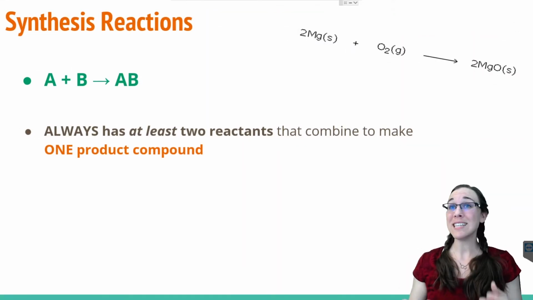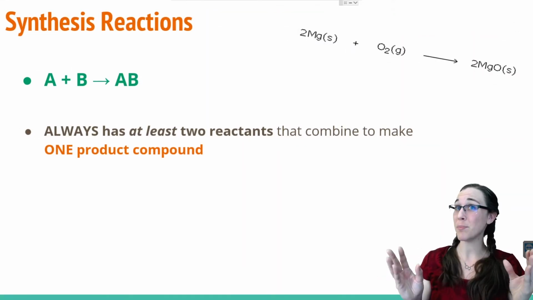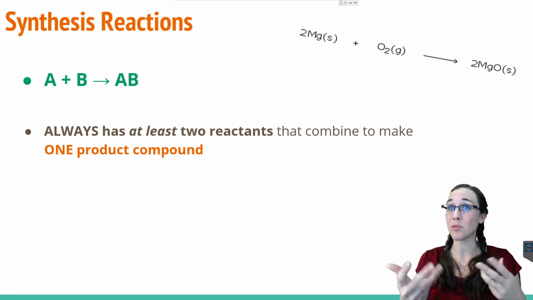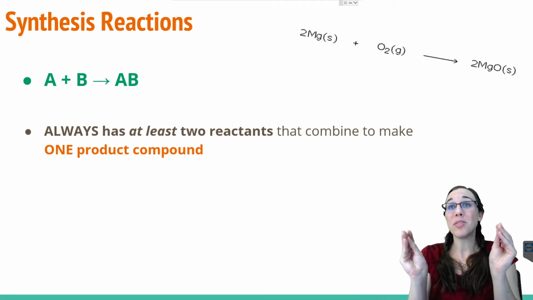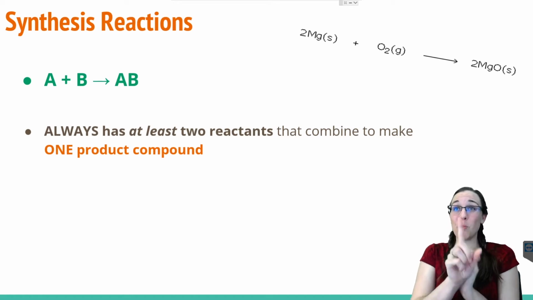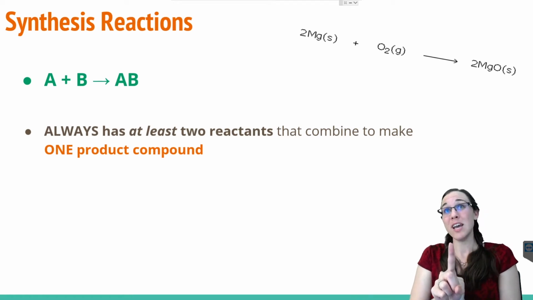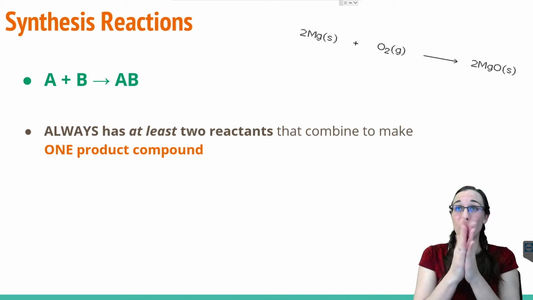We also have synthesis reactions. This is when you have two separate pieces or more. There could be 3, 4, 5 separate pieces, but they're all coming together to form one single product compound. So multiple pieces, one end product.